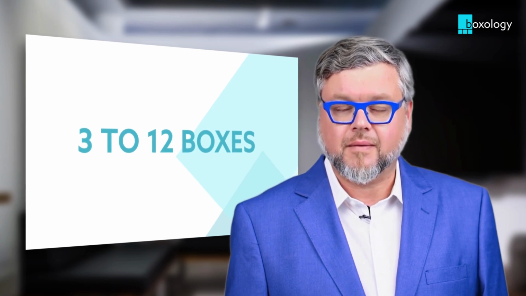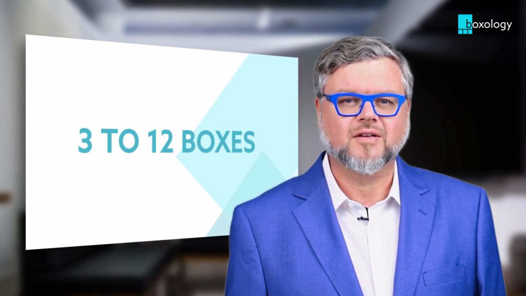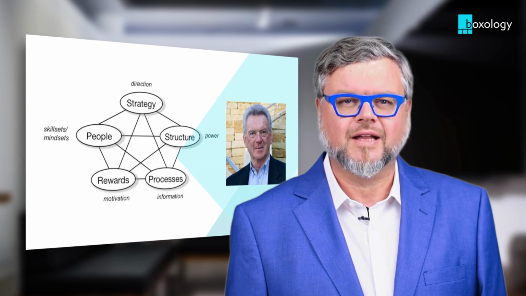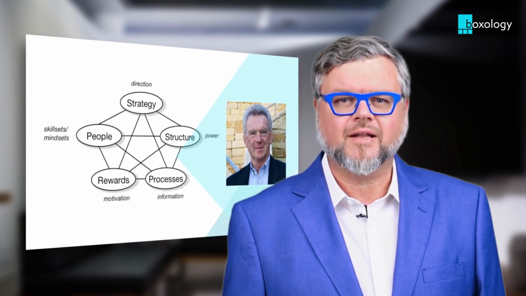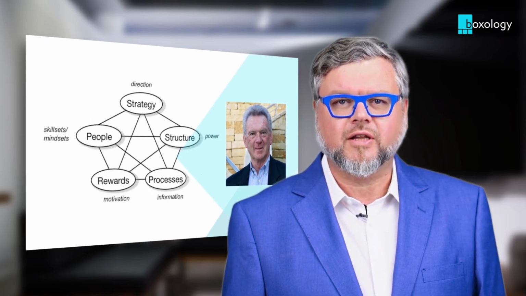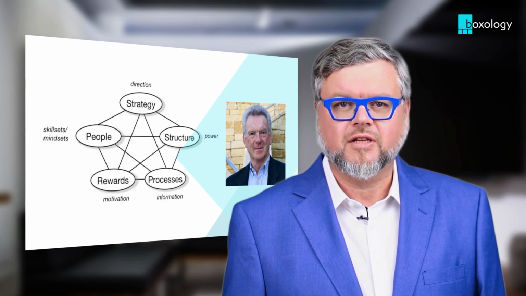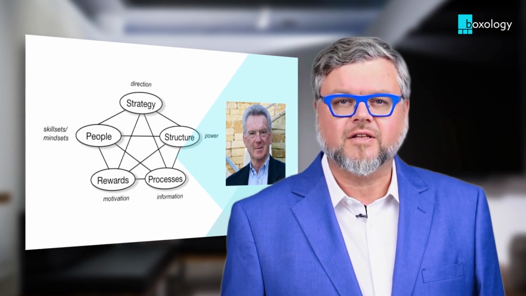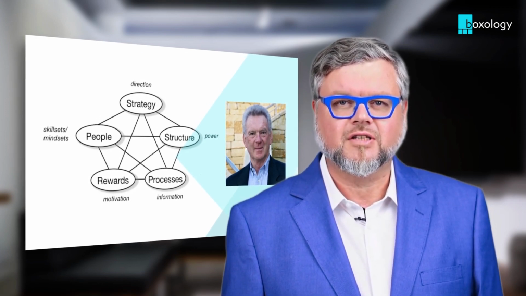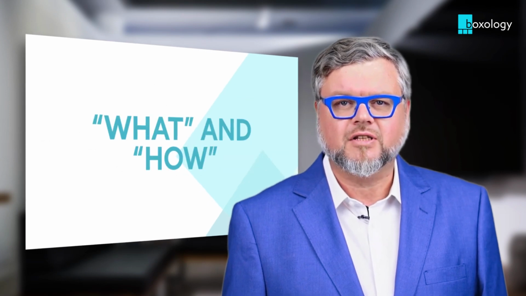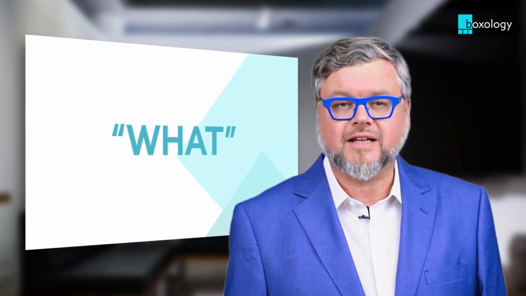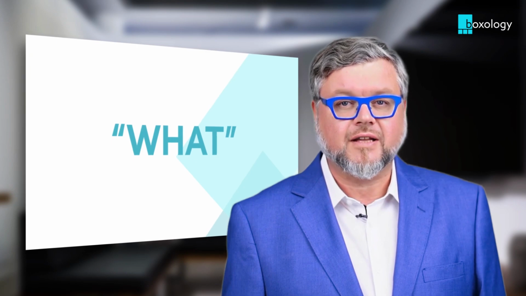The most popular model I like to use to help you understand how diagnosis models work is Galbraith's STAR model. This model has 5 boxes that connect each other. Each box represents a set of generic questions that we can ask an organization in order to begin the organization design process. Organization design questions can basically be categorized in what and how. Let's start with the what.